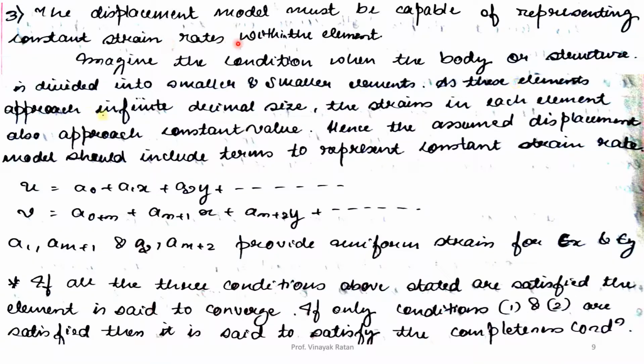As these elements approach infinitesimal size, as I've said to you, if the size of the element becomes smaller and smaller, the strains in each element should approach a constant value. Hence, the assumed displacement model should include terms to represent constant strain rate. That can be achieved by these terms, these generalized coordinates.